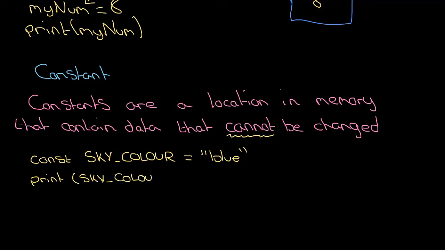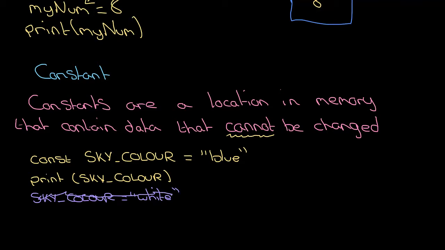However, this is the difference between variables and constants. I cannot do this. In fact, let's make it clear and put it in a different color. This is what I cannot do: SKY_COLOR equals white. The reason I can't do that is because the value in SKY_COLOR, once I have set it, cannot be changed. So this would throw a syntax error and it would stop your program from compiling. That just plain won't work.